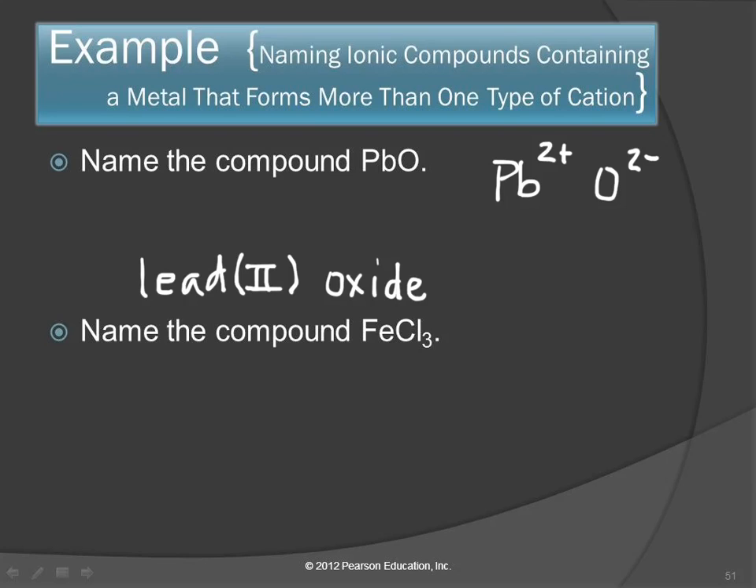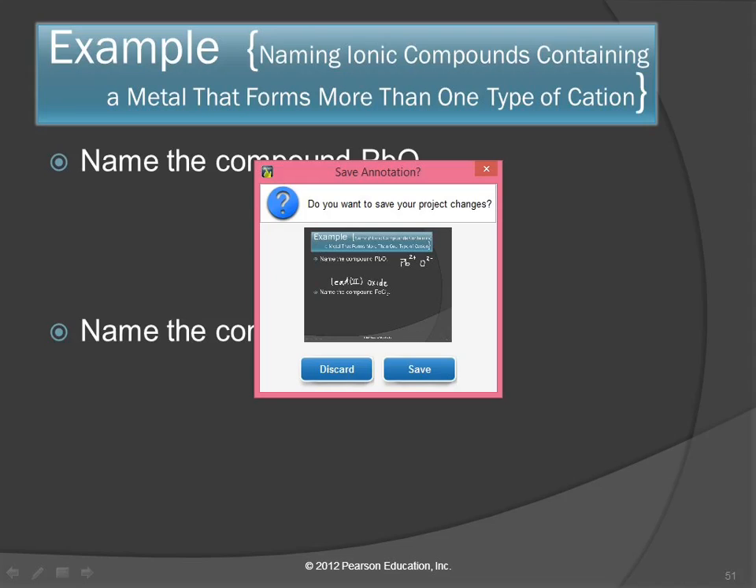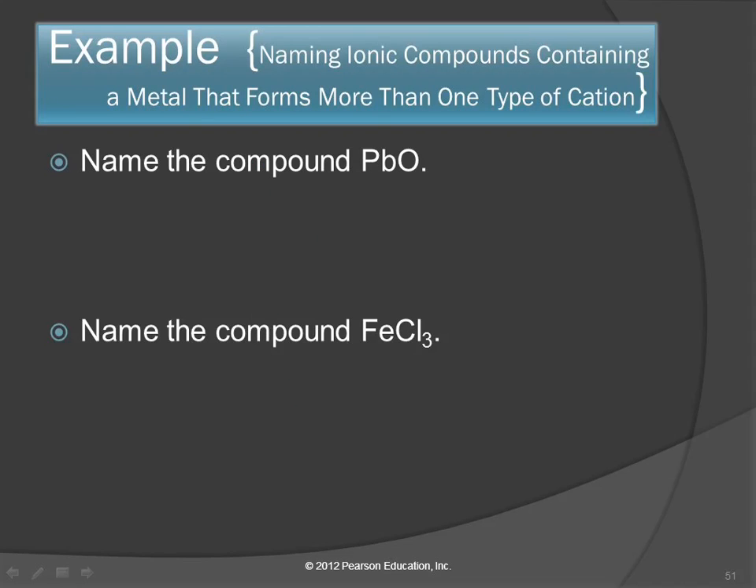Okay, that's a little more interesting. Name the compound Cu2S. Again, look at the first element. Copper, is it a metal? Yes. Is it in group 1, 2, 3, zinc or silver? No, it needs a Roman numeral.